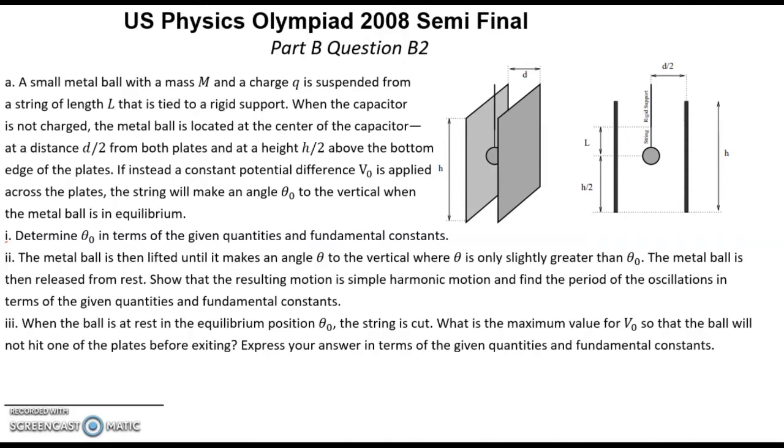Second, the metal ball is then lifted until it makes an angle θ to the vertical, where θ is only slightly greater than θ0. The metal ball is then released from rest. Show that the resulting motion is a simple harmonic motion, and find the period of the oscillations in terms of the given quantities and the fundamental constants.